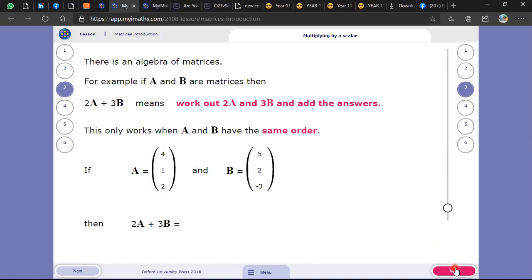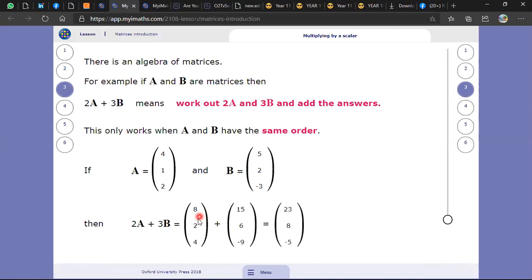Okay, moving on. To now solve or simplify 2A plus 3B, you're going to have to multiply matrix A by 2. That's the first thing to do. So you do 2 times 4 to get 8, 2 times 1 to get 2, 2 times 2 to get 4. And for 3B, you do 3 times 5 to get 15, 3 times 2 to get 6, and 3 times minus 3 to get minus 9. And finally, you can then do the addition. Remember, addition of matrices, you add elements in the same position together. So 8 plus 15 gives 23, 2 plus 6 gives 8, and then 4 plus minus 9 gives minus 5. And that is how that goes for that.